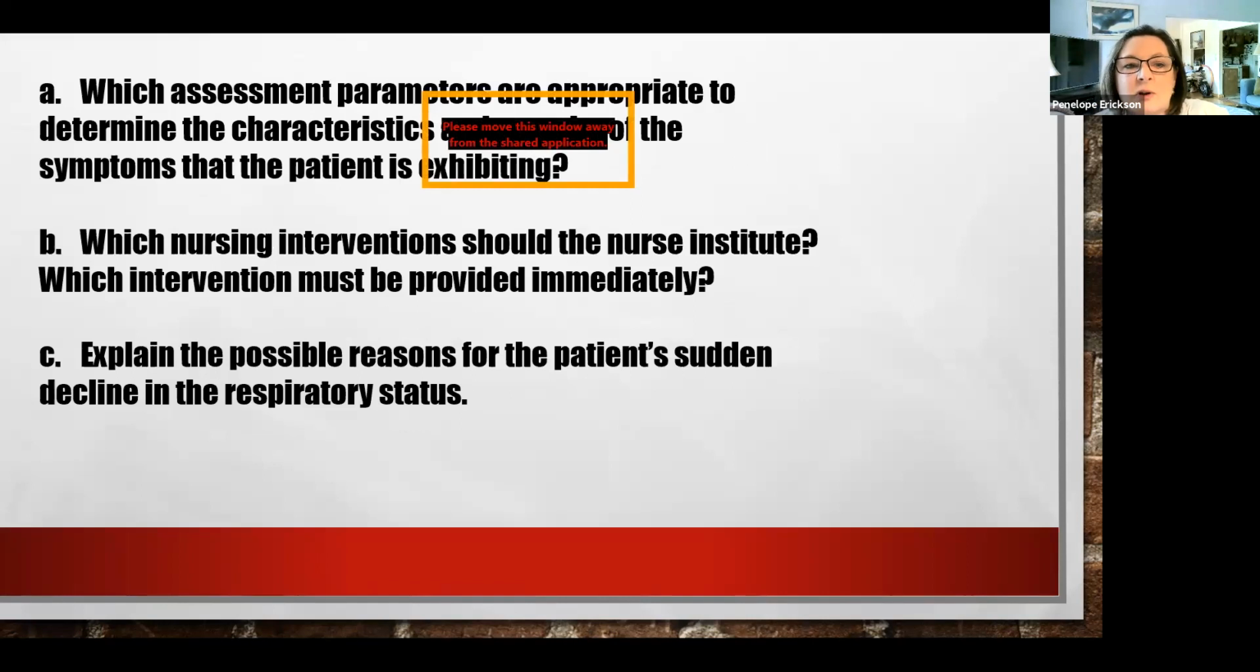Okay, so what are you going to do to assess? What do you think's going on with this patient? You think about this, okay? Sarah, what are you going to assess on him?